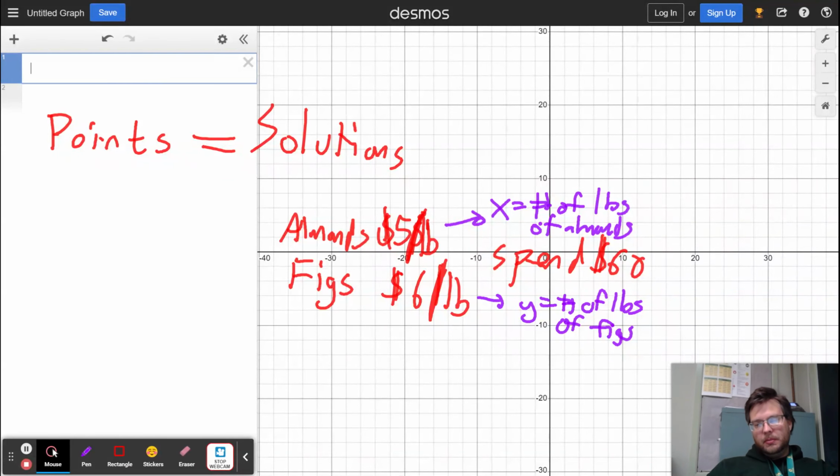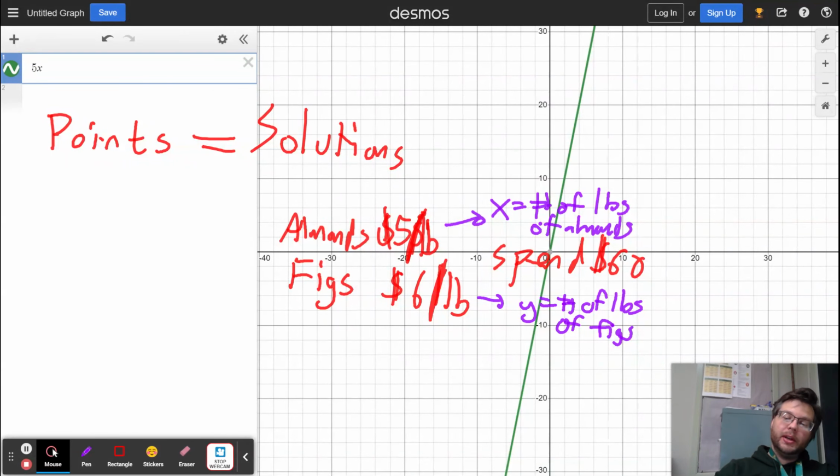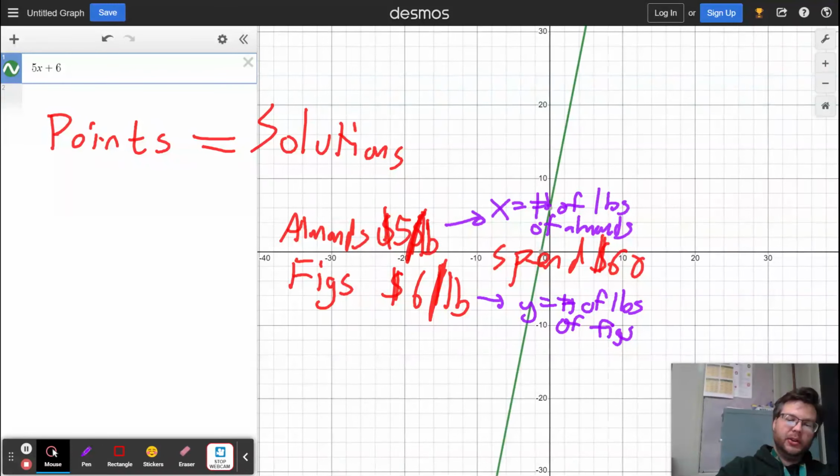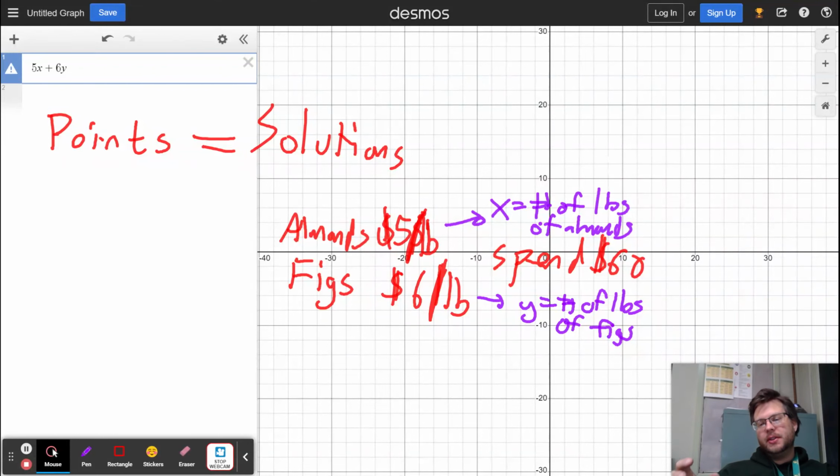When I think about this problem, I'm spending $5 for every pound. So I go 5 times x. Because if I bought 10 pounds, I'd do 5 times 10. If I bought 3 pounds of almonds, 5 times 3. But that's not all I'm doing. I'm also spending $6 per pound of figs. When you see a per pound, that's thinking I'm going to multiply that price per pound times the number of pounds. And the total that I spend was $60.